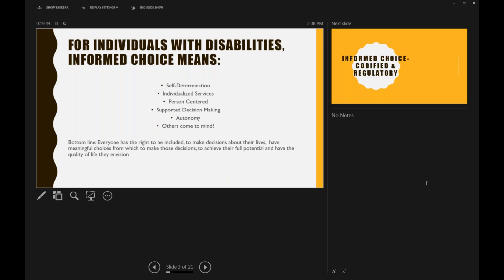Anybody have any other words that come to mind as far as what informed choice means and what it relates to? I think about autonomy. That's for people who are in the counseling field and they have certifications or licensure. Autonomy is a part of an ethical code, and that individuals have the right to make those decisions. Professionals with those licensures or certifications are held to a code of ethics that ensures that we give individuals their autonomy.